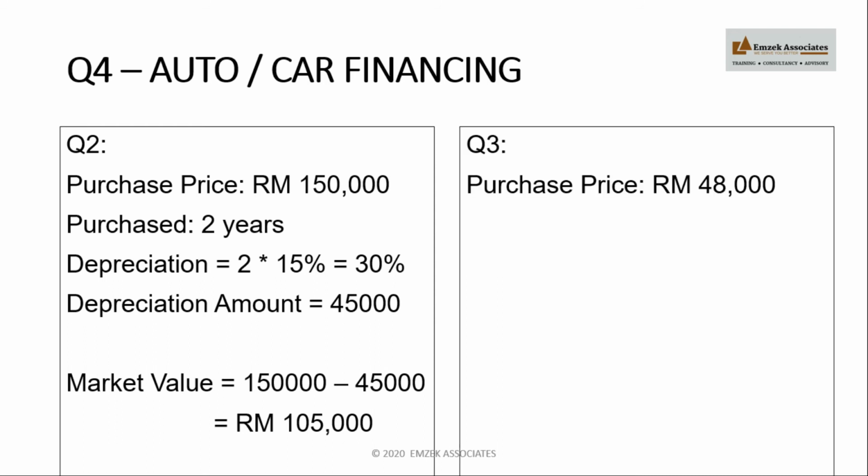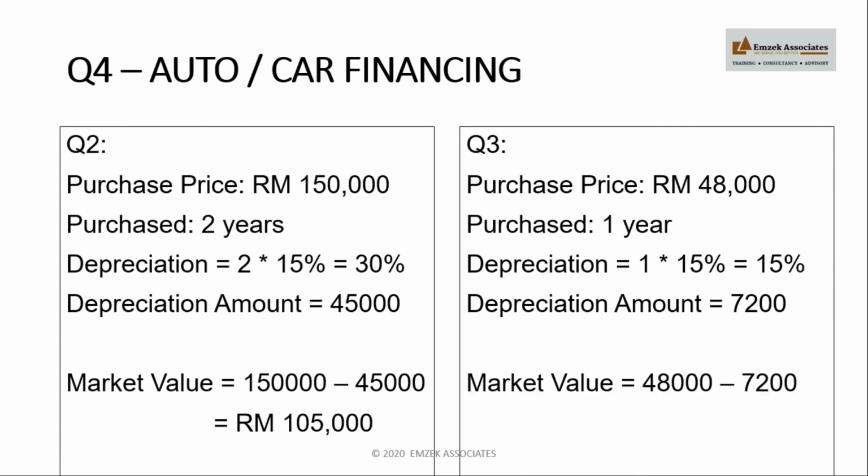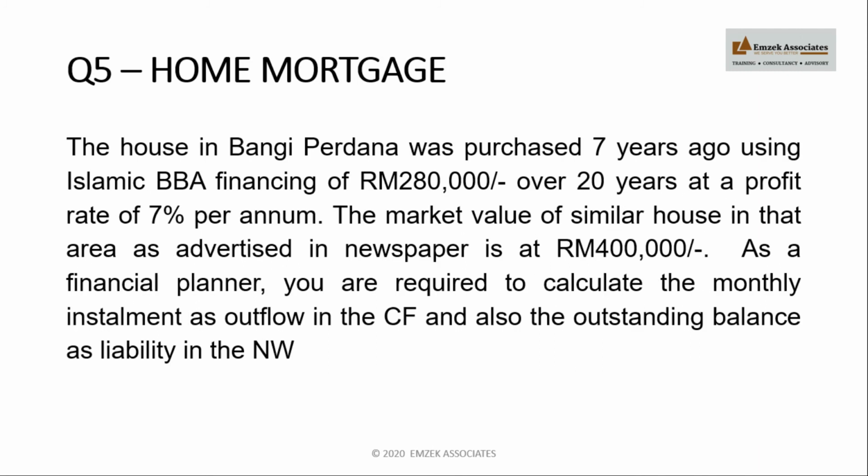For question number 3, the purchase price is the same as the financing amount, which is 48,000. Purchased for the past 1 year, the depreciation is 15% because it is only 1 year times 15%. So the amount is 7,200, which is 15% times 48,000. So the market value is the purchase price minus the depreciation amount of 7,200, which becomes 40,800.